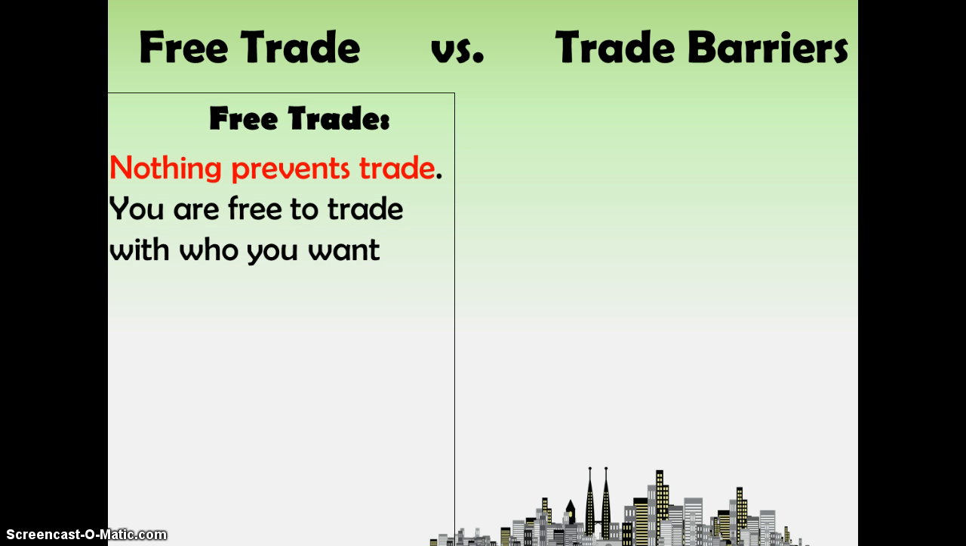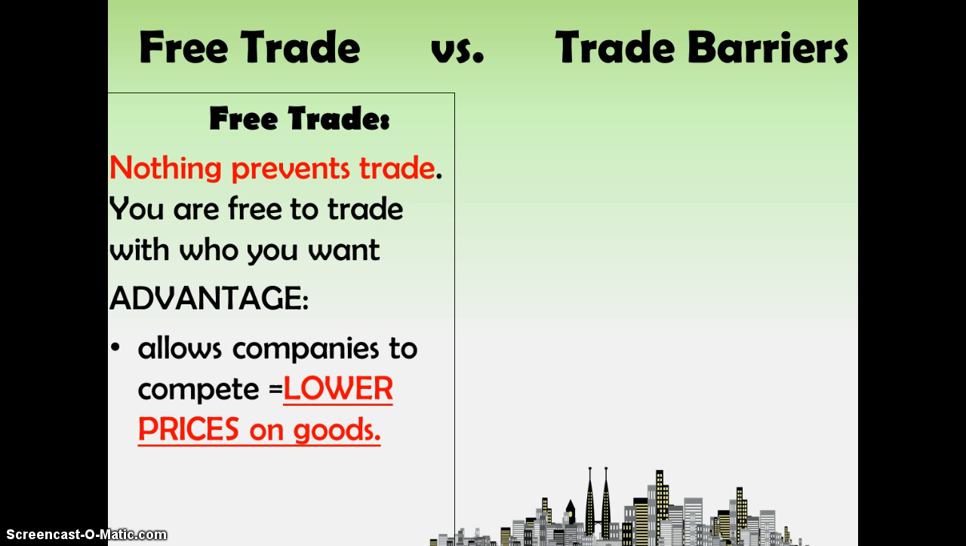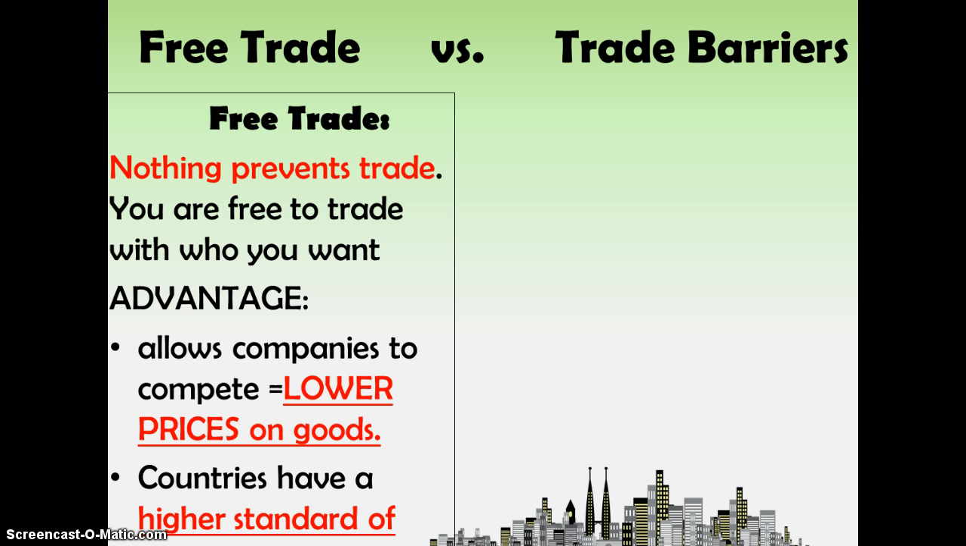Nothing prevents trade. That's the idea of voluntary trade. You trade with who you want to, and you're free to trade what you want. The big advantage is it allows companies to compete. You have a lot of competition. It lowers the price of goods. It's good for the economy to have free trade. Helps your GDP. You have a lot of economic growth. People have a higher standard of living.